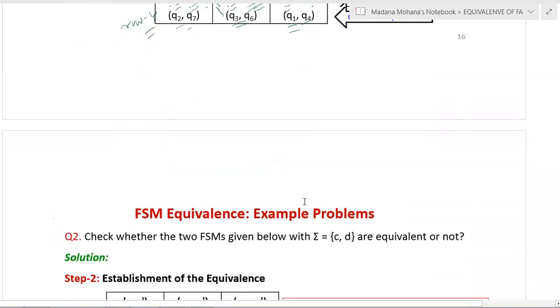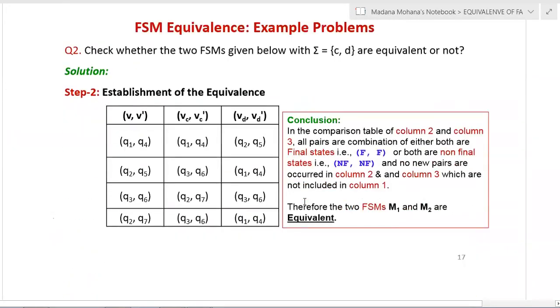Now come back to step 2 of the equivalence algorithm: establish the equivalence of two FSMs. Now see the comparison table, column 2 and column 3. So this is column 2, this is column 3. All pairs are a combination of either both final states, that is F comma F, or both non-final states, that is NF comma NF. And no new pairs have occurred in columns 2 and 3 which are not included in column 1. Therefore, the two FSMs M1 and M2 are equivalent.